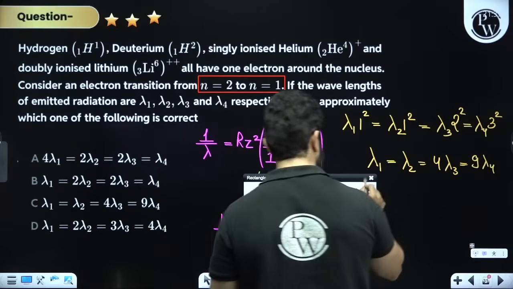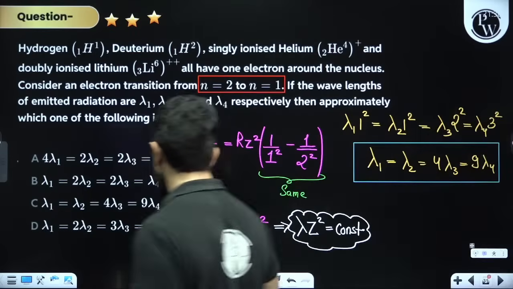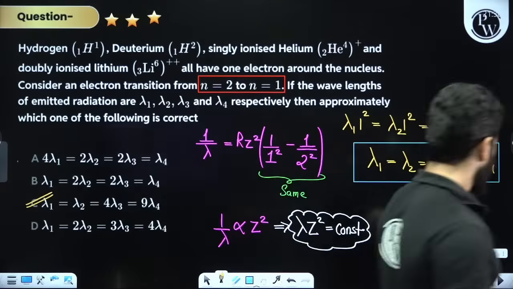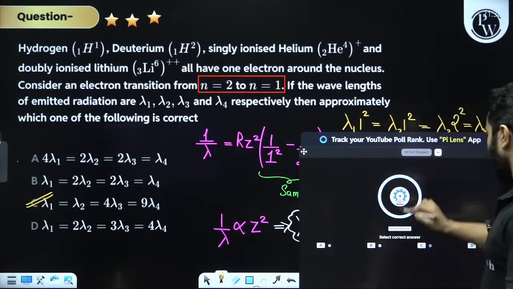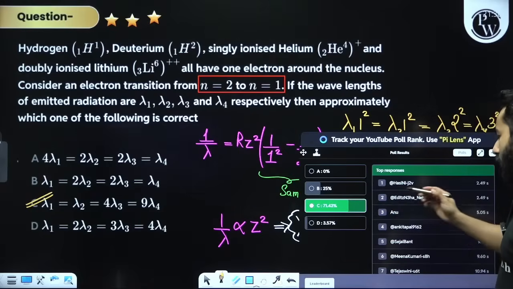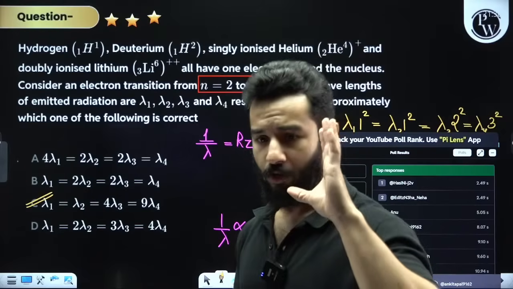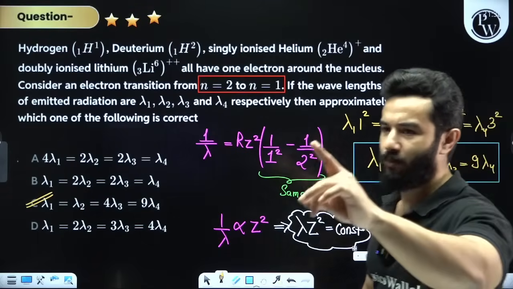This is how simple this is. So lambda 1 is equal to lambda 2 is equal to 4 lambda 3 is equal to 9 lambda 4. Option C is absolutely correct. Let me know in the chat box if you have any doubt. Many of you have thought option B also. If you have any problem, you can ask me. If not, then write down in the chat box clear.